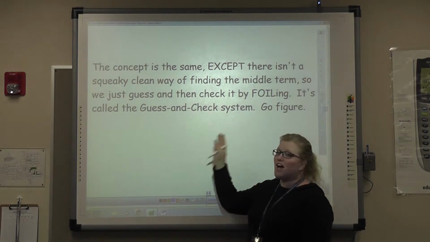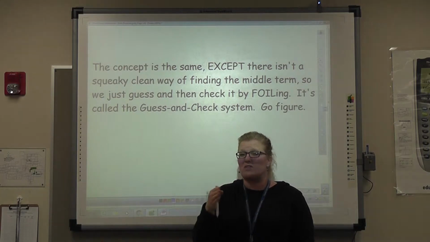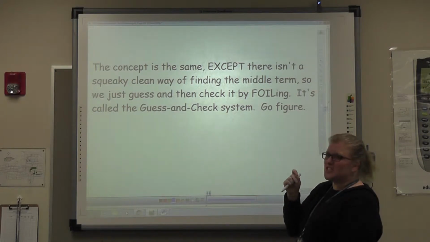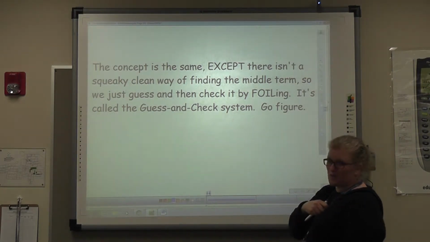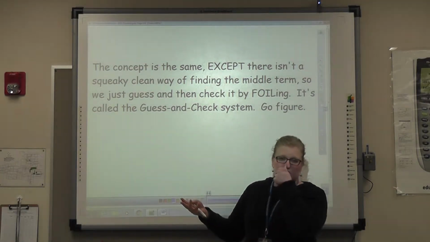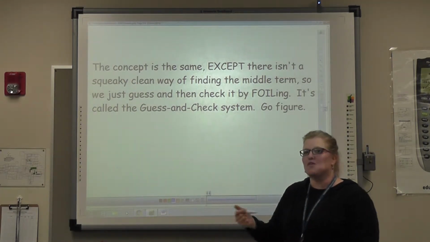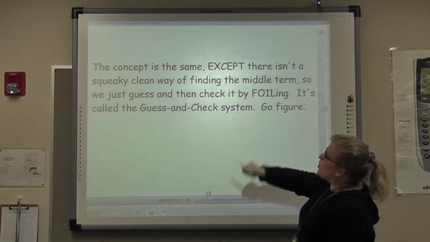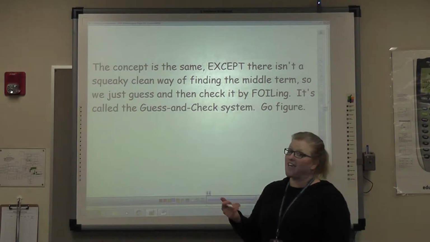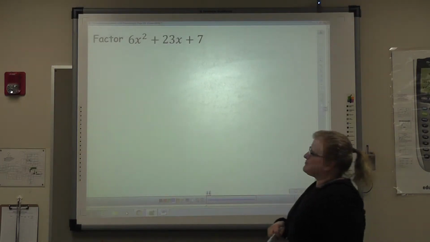All right, the concept of doing this when A is a number, okay, we've got a number in front of x squared, is the same, except there isn't a squeaky clean way of finding the middle term. You can't just say the factors that multiply to get this are the ones that add together to get that. Wow, that didn't make any sense, but you know what I'm talking about. Okay, so we just guess and then check it by foiling. It's called the guess and check system. Go figure.